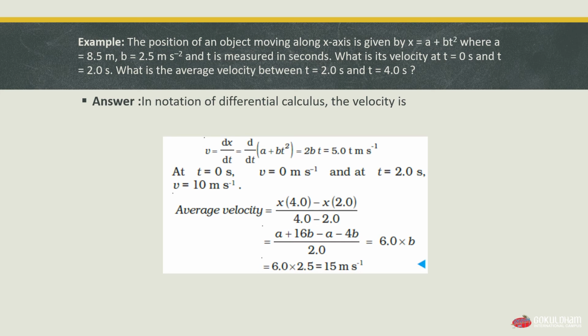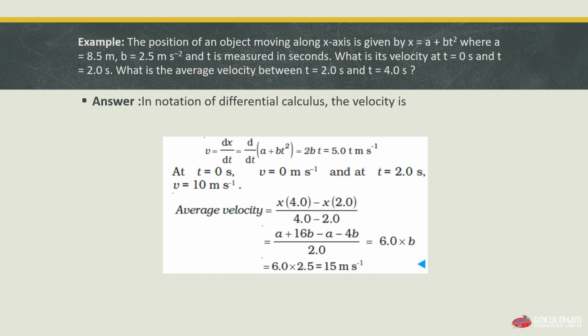We have to calculate its velocity at time t equal to 0 and t equal to 2 seconds, and also we have to calculate the average velocity between the time interval 2 seconds to 4 seconds. So going ahead to our answer, in notation of differential calculus, the velocity v is equal to dx by dt. Here we have our value of x equal to a plus bt.